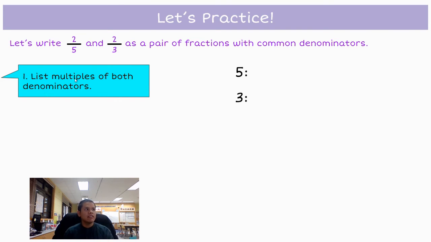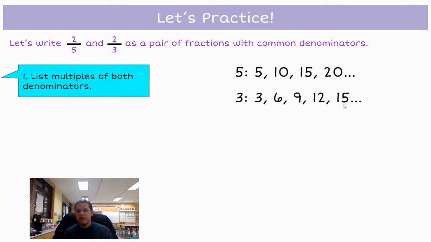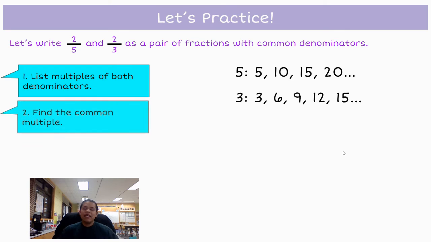So step number 1 is to list the multiples of both denominators. The multiples of 5 are 5, 10, 15, 20, and so on. The multiples of 3 are 3, 6, 9, 12, and 15. You keep going until you find a common multiple. Do you see a common multiple here on this multiples list? Well, that's the next step. Find the common multiple. Hopefully you saw that 15 is a common multiple because 5 times 3 is 15, and 3 times 5 is also 15.